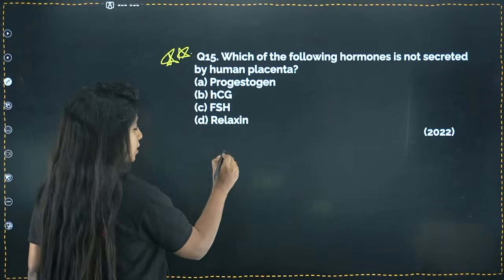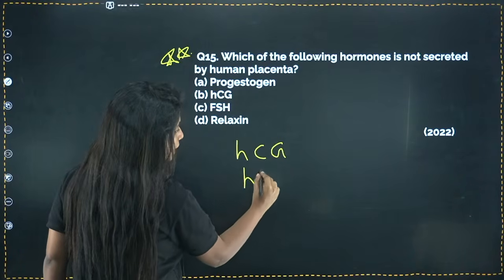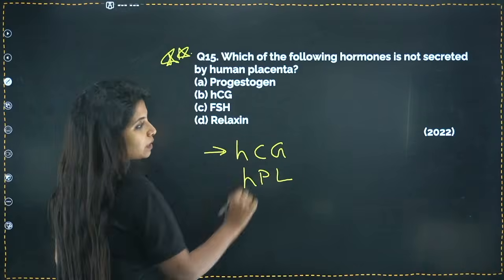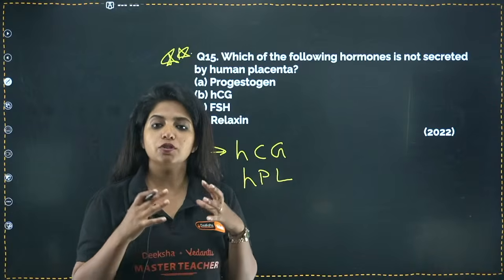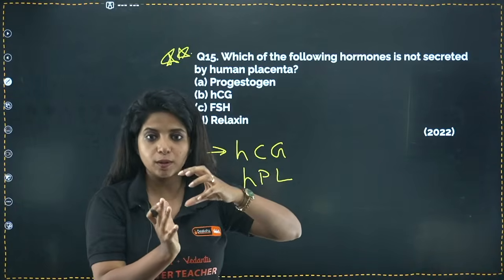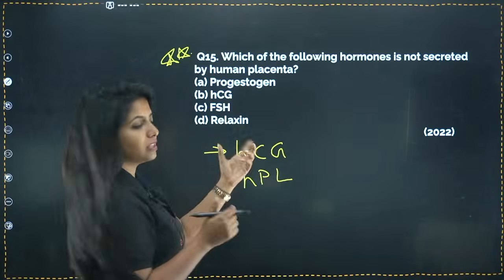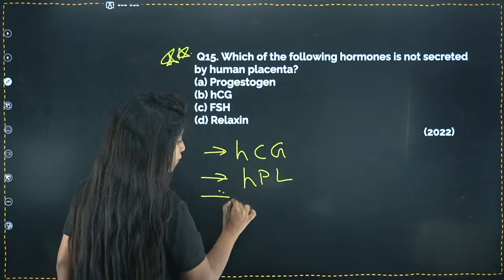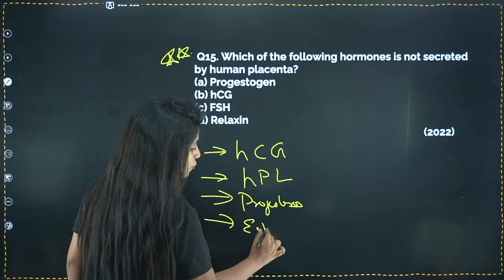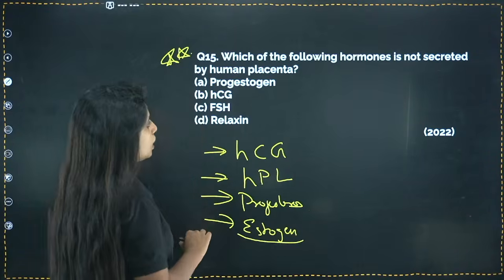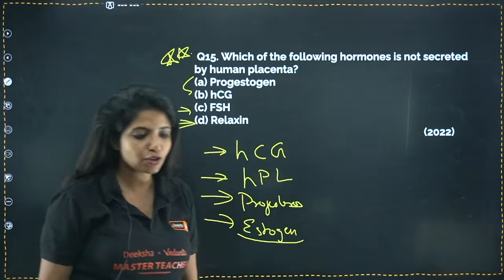So we know there are 4 hormones that are secreted by human placenta. One is HCG, human chorionic gonadotropin. One is HPL, human placental lactogen. HCG basically maintains the corpus luteum, so that the corpus luteum produces progesterone, and progesterone helps in maintenance of the endometrium, because when the baby is being formed, you want some support until the placenta is formed. So HCG does that, and you have HPL, and apart from that you have progesterone and also estrogen. These are the 4 hormones released by placenta. Now FSH and relaxin are not coming under this.